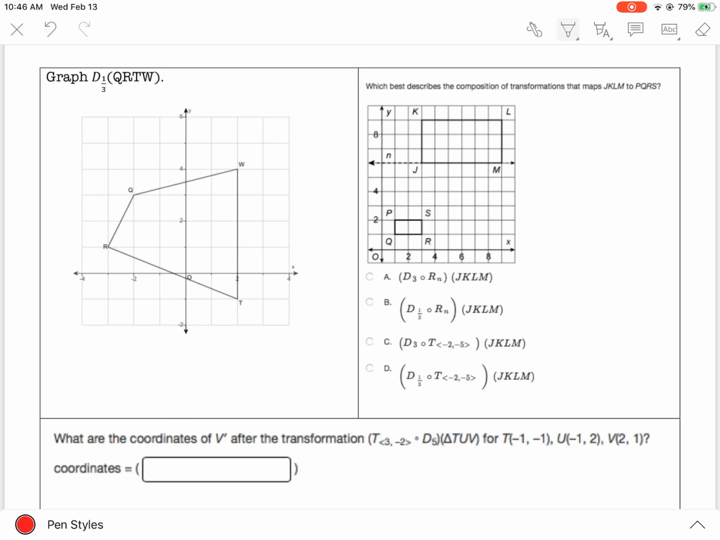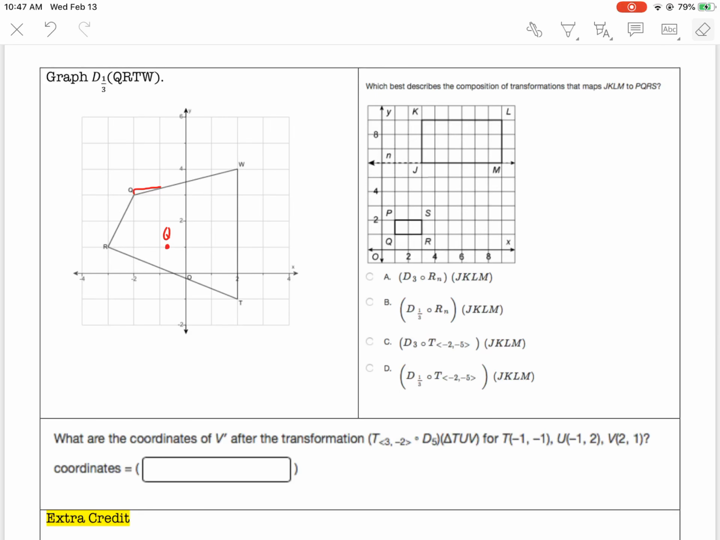Graph the dilation of 1/3 of QRTW. If it doesn't give you a point, if there's no point given, then that is just the origin. So you just dilate about the origin. To do so, you count from the origin, and then you just shrink everything by 1/3. So this is originally up 3 over 2, so it'll be up 1 over 2/3. Up 1 over 2/3, and that is Q prime.